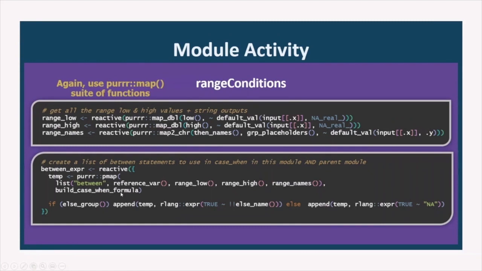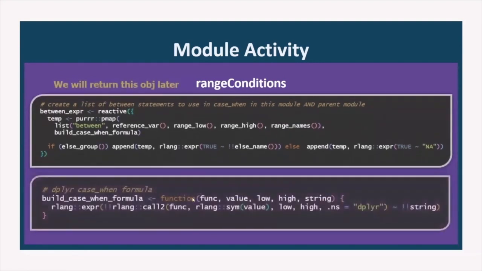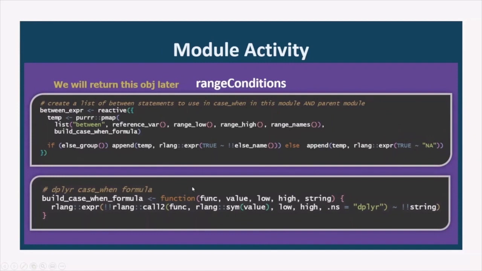And you can see that we're putting those into something called build_case_when_formula. If you want to see what that is, you can see it's basically just a function that we want to apply here. And you can see it has 5 elements, just like we've made a list of 5 elements to feed it. And it's simply going to call a number of rlang functions on here. So we're going to turn this into an expression at the end of the day to make a between statement.